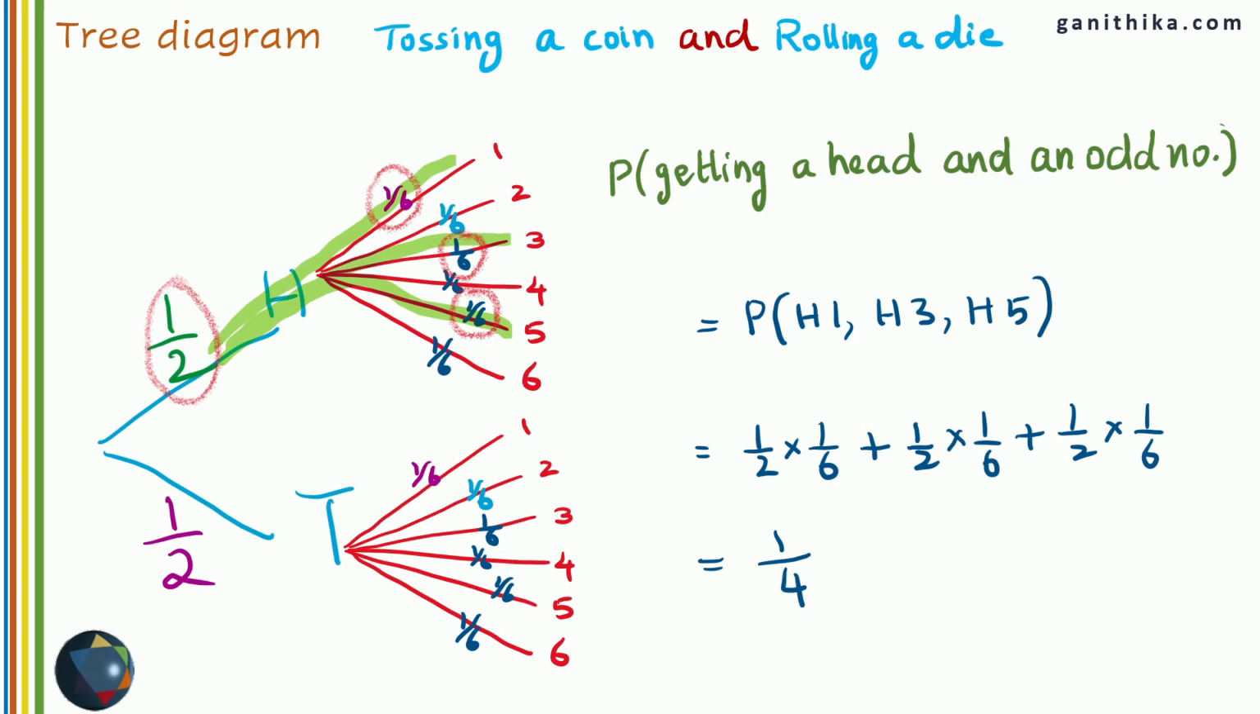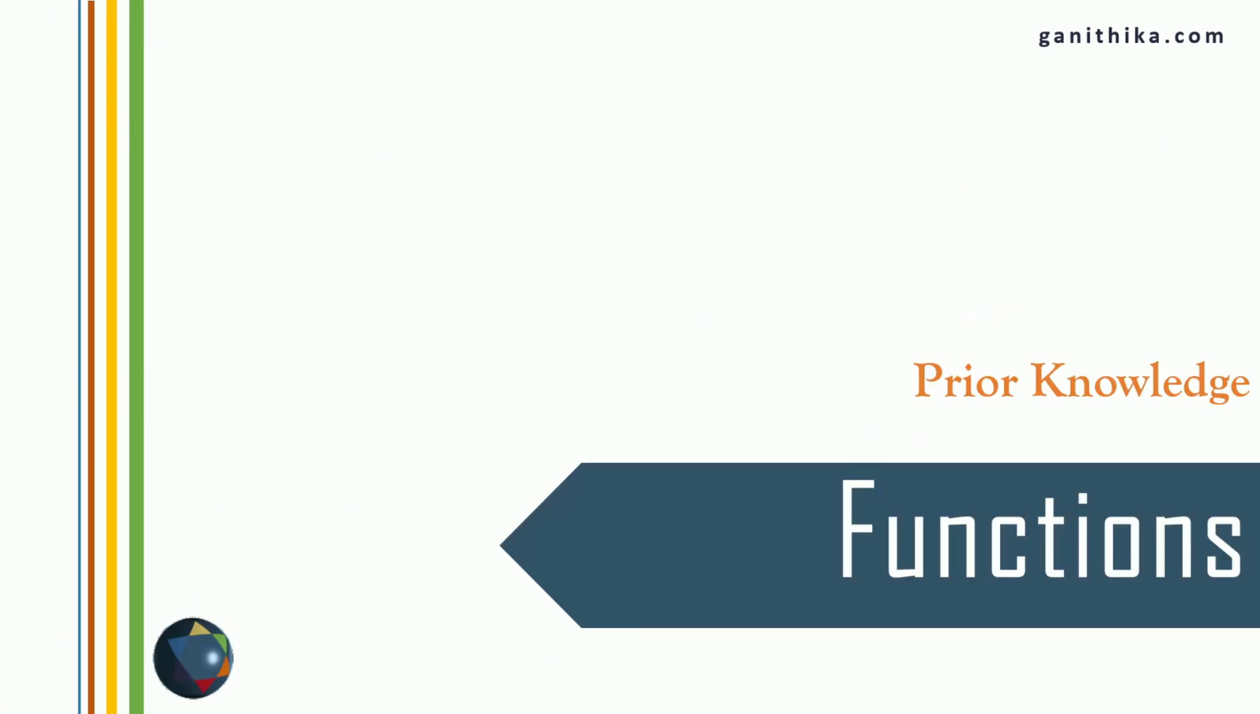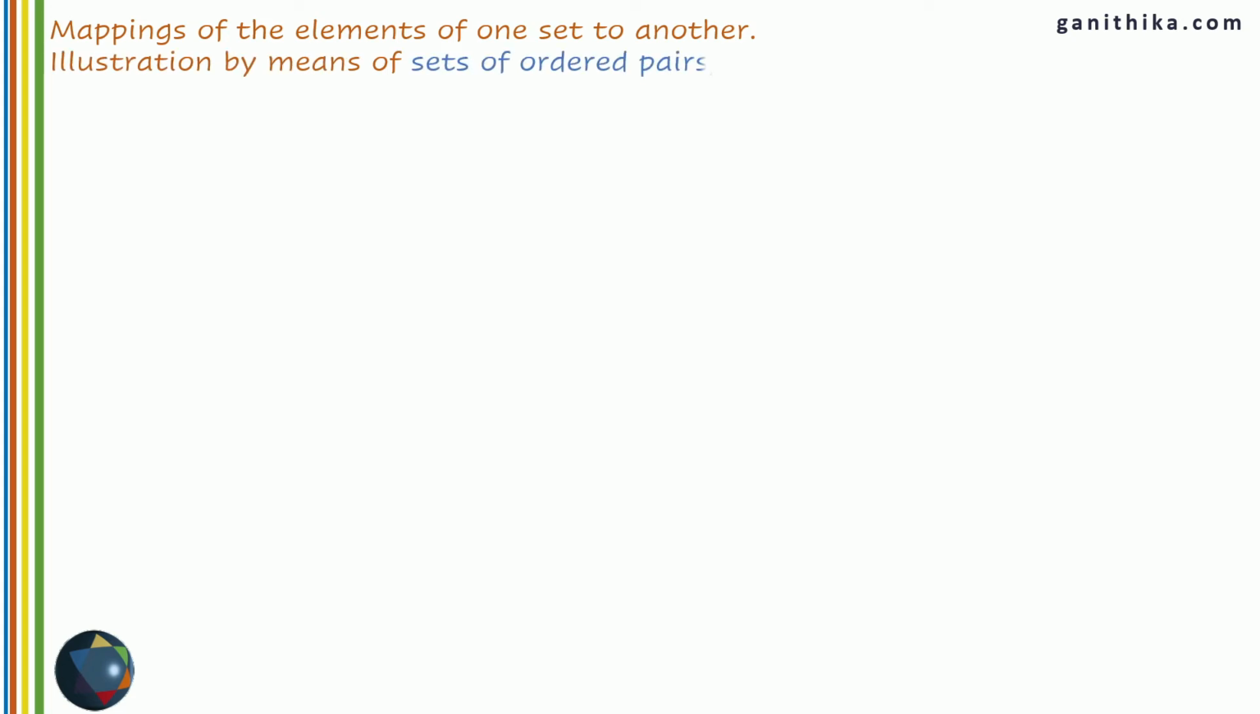Next, we'll move on to the functions, which is the last topic in the prior knowledge. In functions, you are supposed to be knowing what are the mappings of elements of one set to another, and you should know how to illustrate these mappings using sets of ordered pairs, tables, diagrams, and graphs.